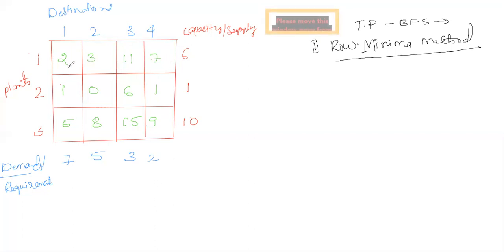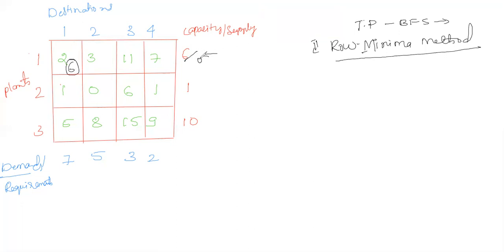In the row minimum method, first select the first row and identify the minimum value. The first row is this. In this row, the minimum value is 2. So what is the demand for this plant? From this plant, we have 6 supply, and for this destination, we have 7 demand. So we need to select the minimum. Why? Because even though we have more demand, the supply is not there. So we need to select the 6.